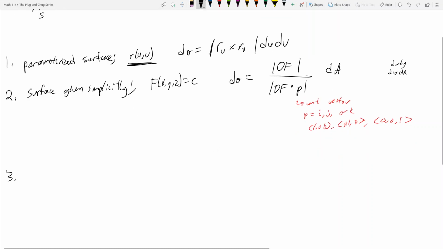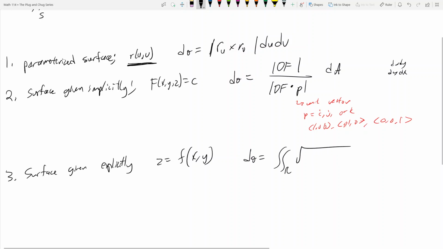And then thirdly, there's a surface given explicitly. What does that mean? It just means that you have z equal to some function of x and y, or let's make this a little f instead of a big F, so we don't confuse you guys. If that's the case, then d sigma is equal to the square root of little f partial x squared plus little f partial y squared plus 1, dA, where this is again dx dy or dy dx, depending on what the best way to integrate it is.